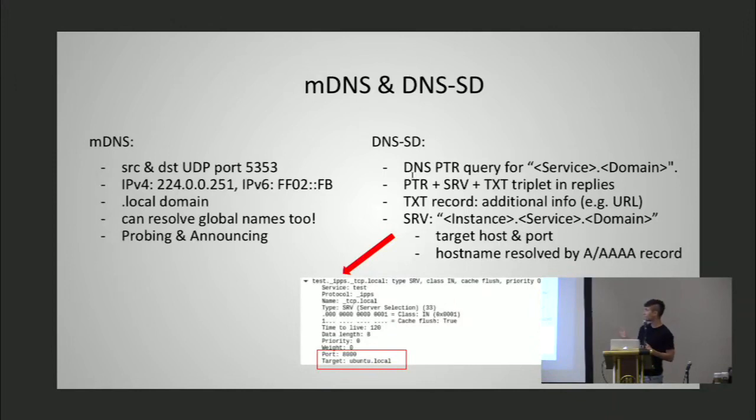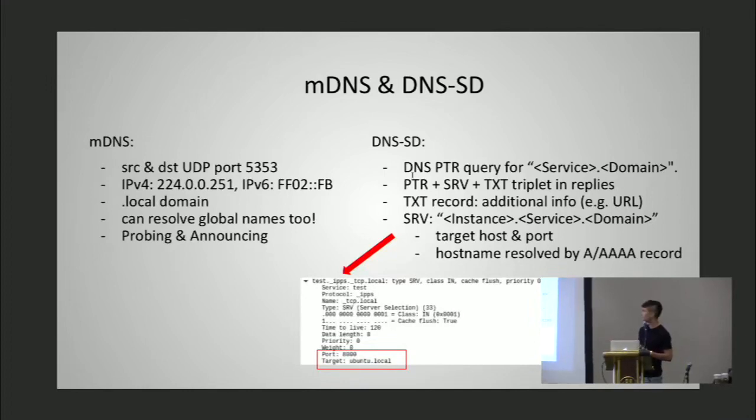DNS-SD is a way for devices to announce what services they can provide on the network. So, for example, if there is a printer, it wants to announce that it can print, and you can send print jobs on this URL, on this IP address, on this port.